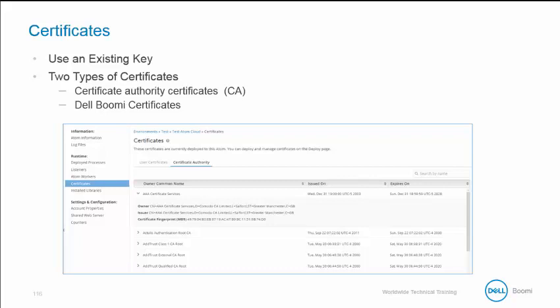The Certificate Authority certificates, or the CA certificates, are not Atomsphere components. And then the Dell Boomi certificates. Let's look at the CA certificates first. These are manually imported into the Atom's Trust Store by using a keytool utility.